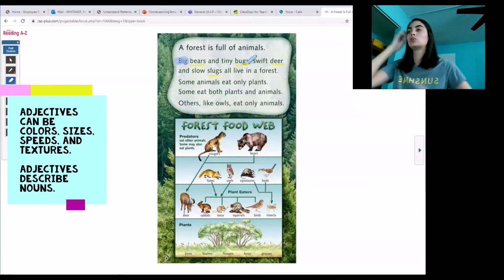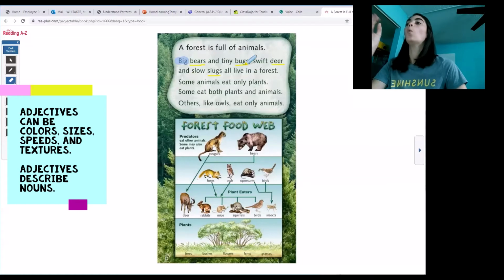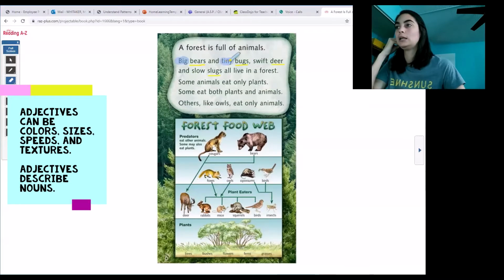Okay, so here's our next one. Bugs, that's a noun. It's a thing, it's a creature. What word describes bugs? What kind of bugs are we talking about? So right here, tiny. Deer, what kind of deer? Swift. And then slugs. What word describes slugs? What's my adjective for the word slugs? Slow.